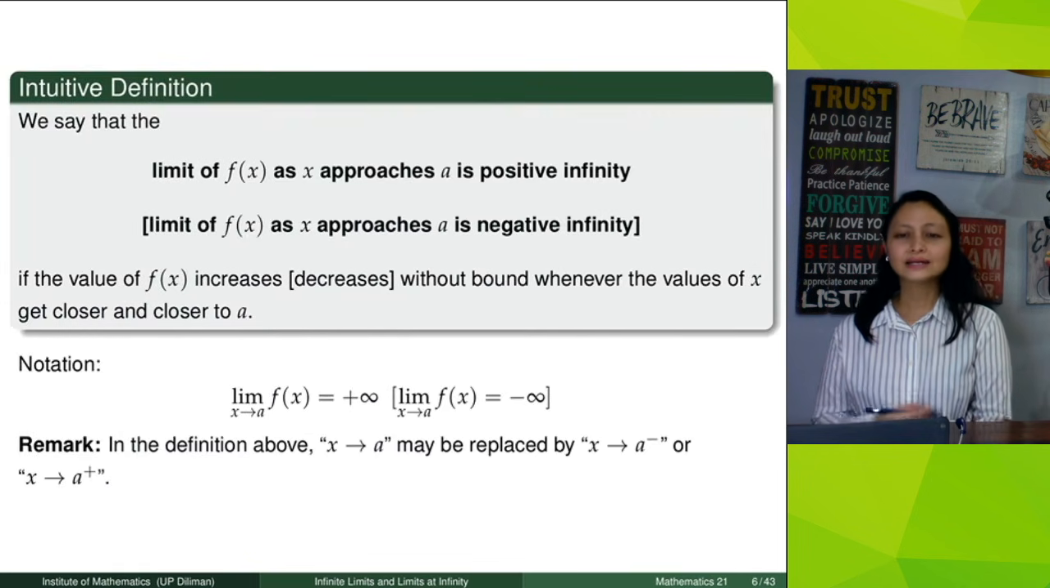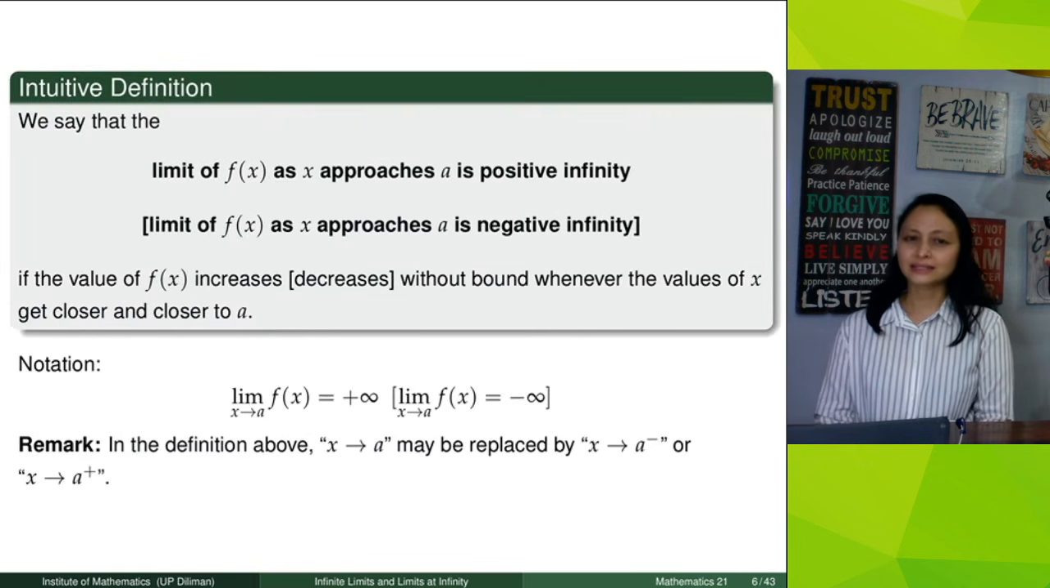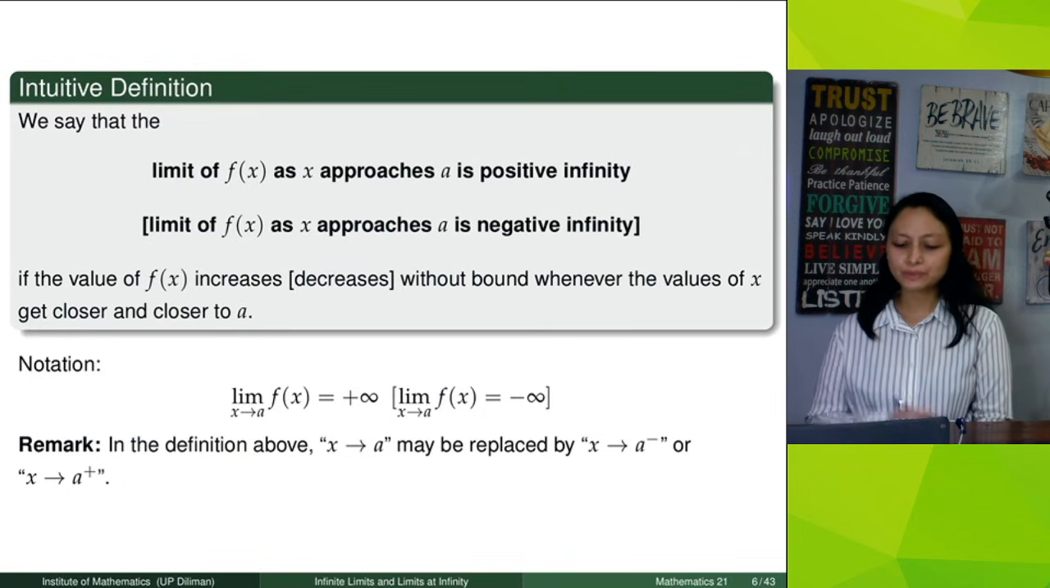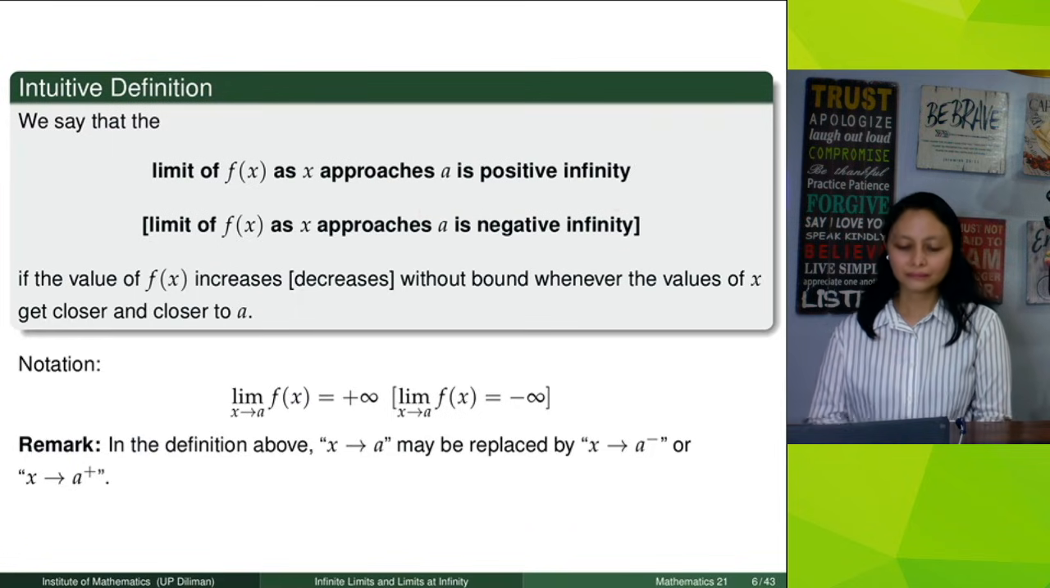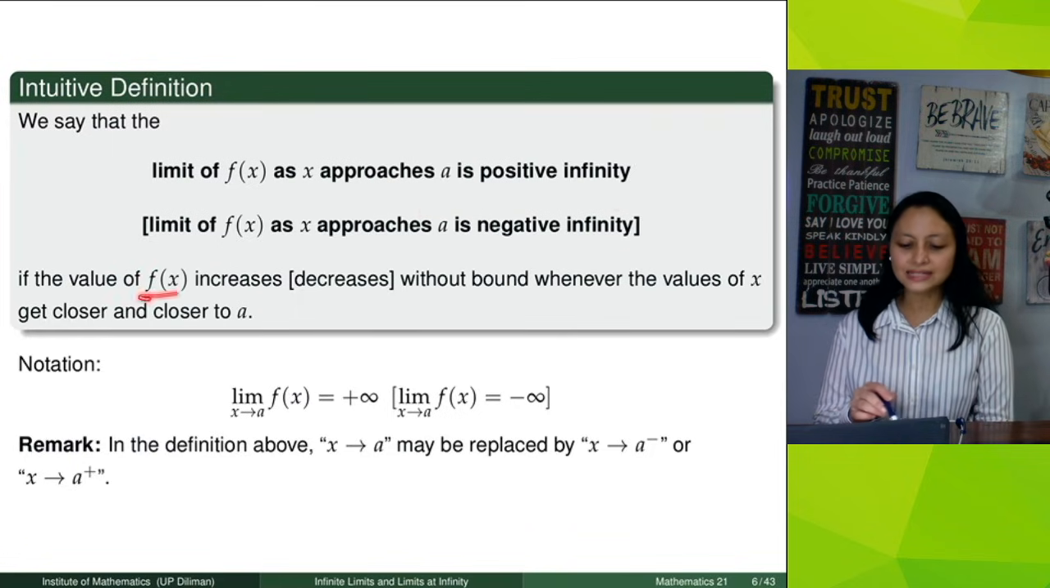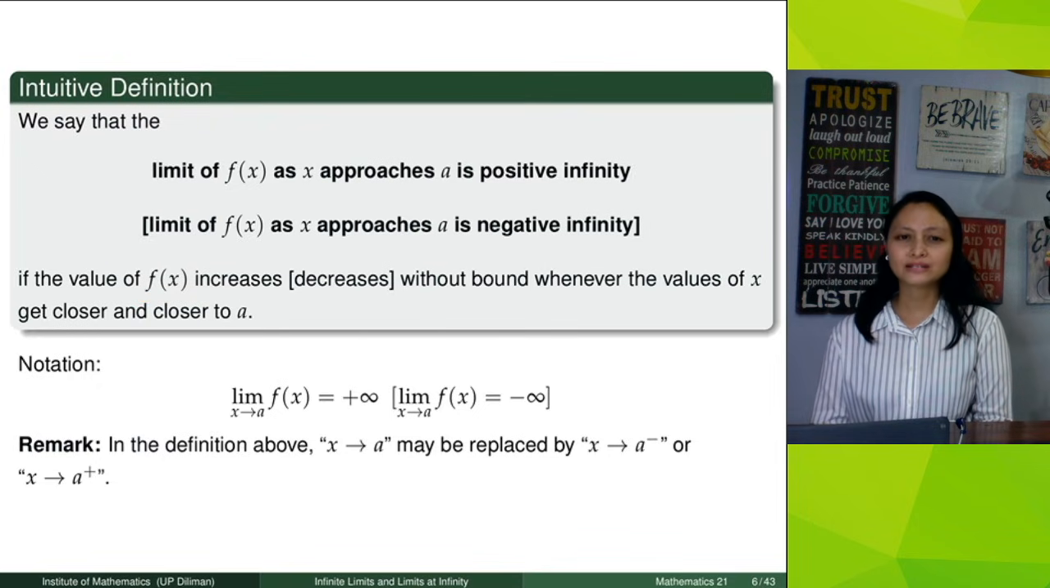So how do we write that mathematically? We say that the limit of f of x as x approaches a is positive infinity if the value of f of x increases without bound, whenever the values of x get closer and closer to a. This is our notation for the limit of f of x as x approaches a is equal to positive infinity.